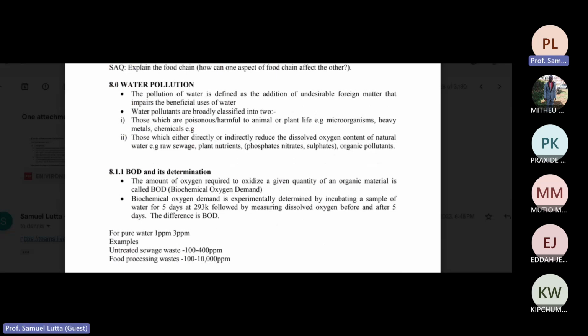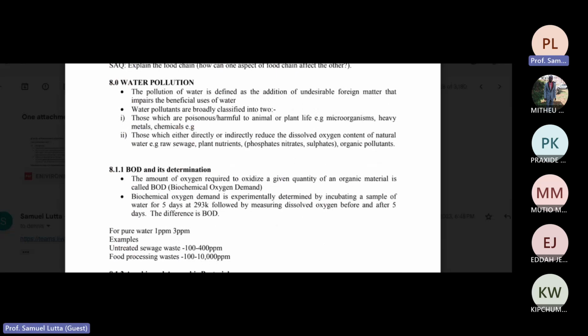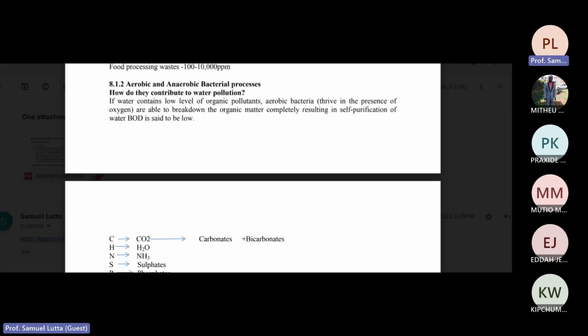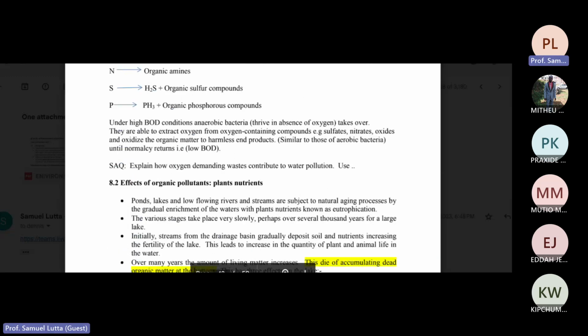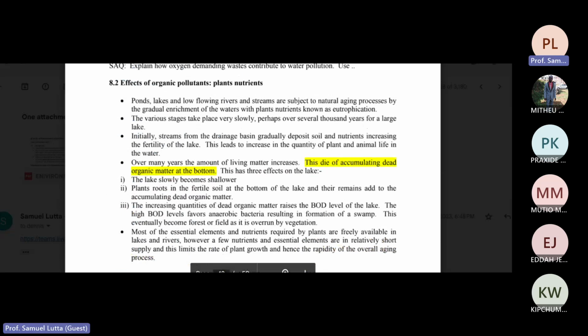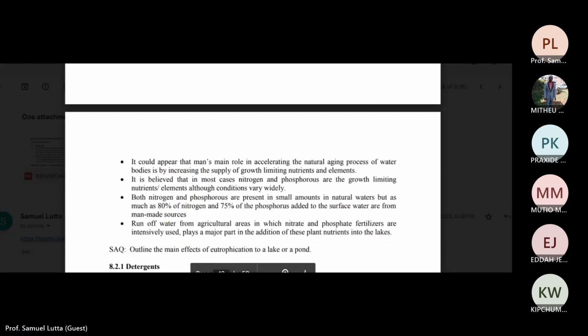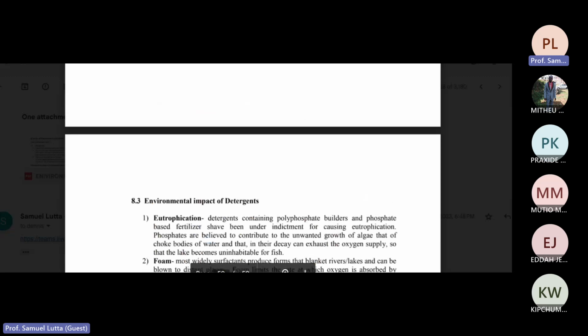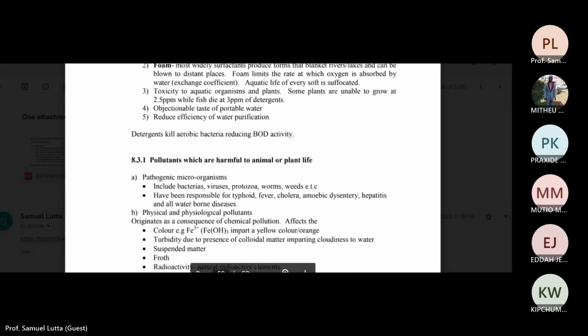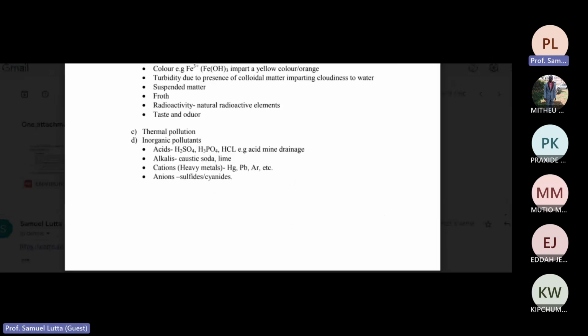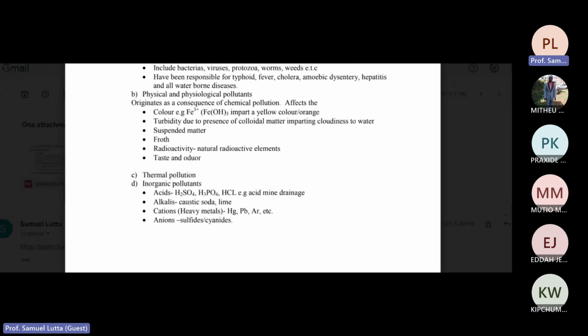Okay, so I think these ones are related to what we had said before. You can be able to look at them and see. So these ones, detergents, what are they? Okay, so I think we'll review these ones.